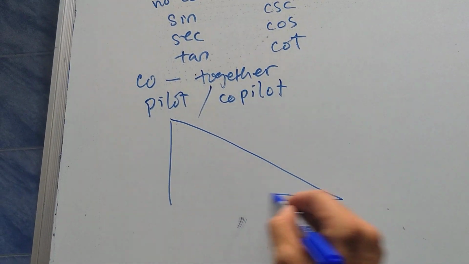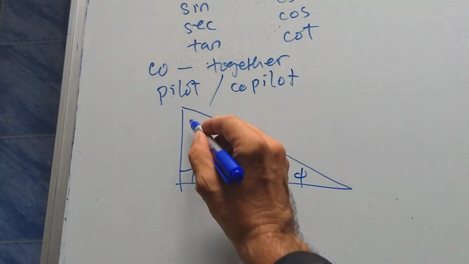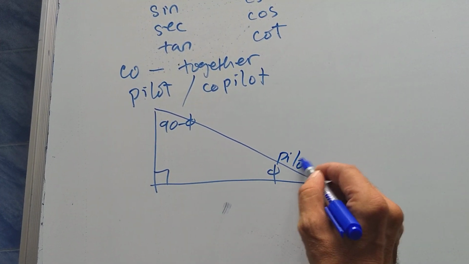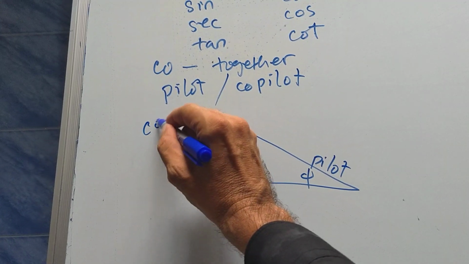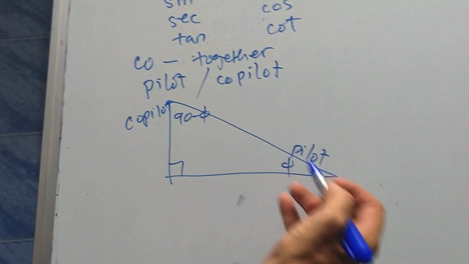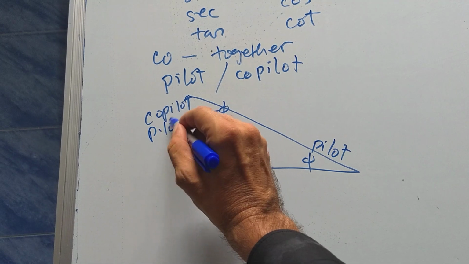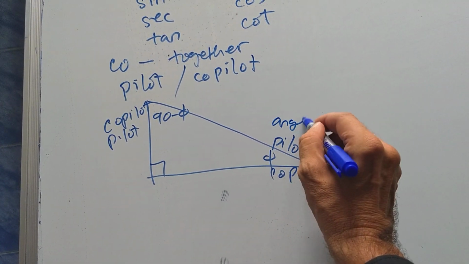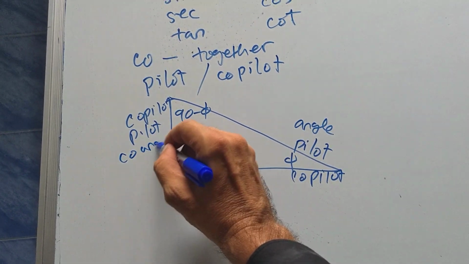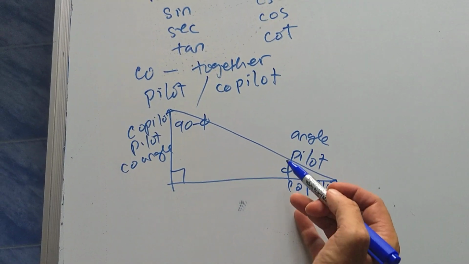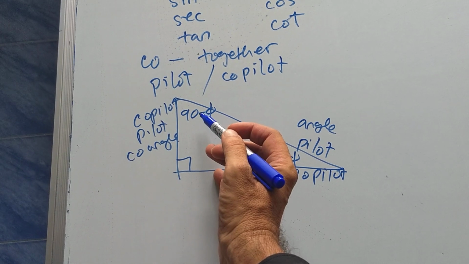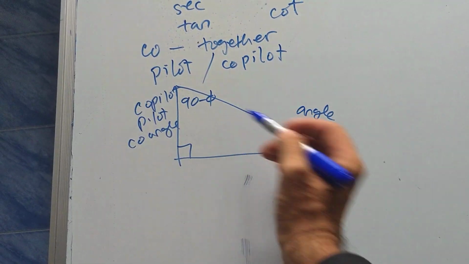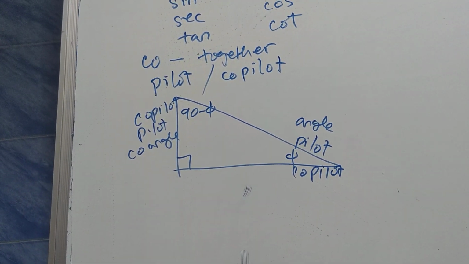So let's start with a triangle and an angle phi here. And this angle is 90 minus phi. Now I can call this the pilot and this the co-pilot. Or I can do it the other way around. This is the pilot and this is the co-pilot. Or the angle and co-angle. But they are together. They're always together. If you have this one, you have that one, right? So the prefix co comes naturally when looking at these angles.